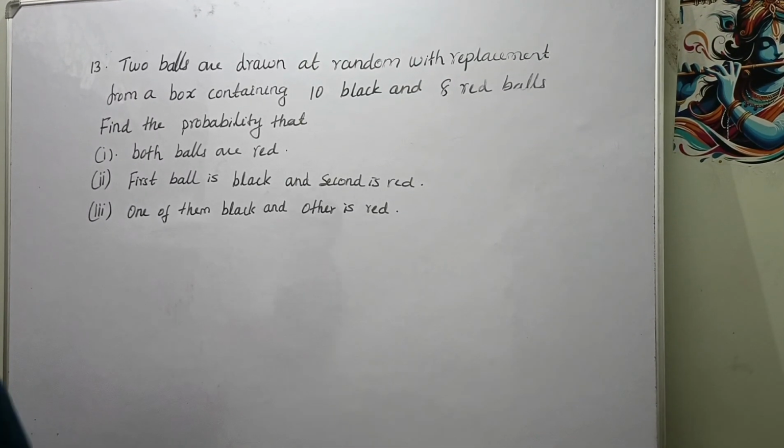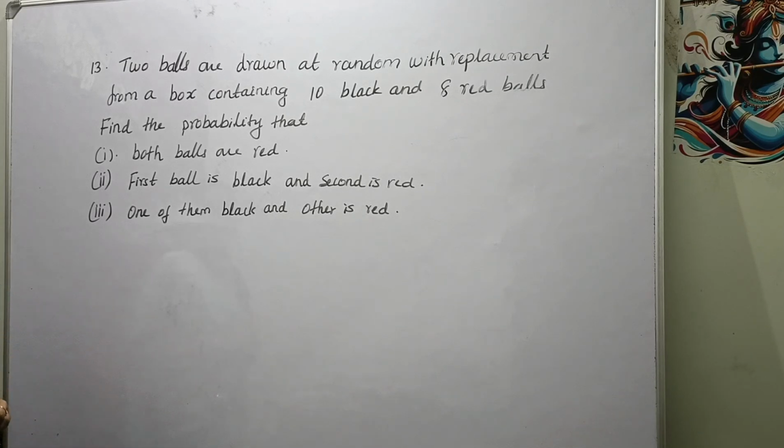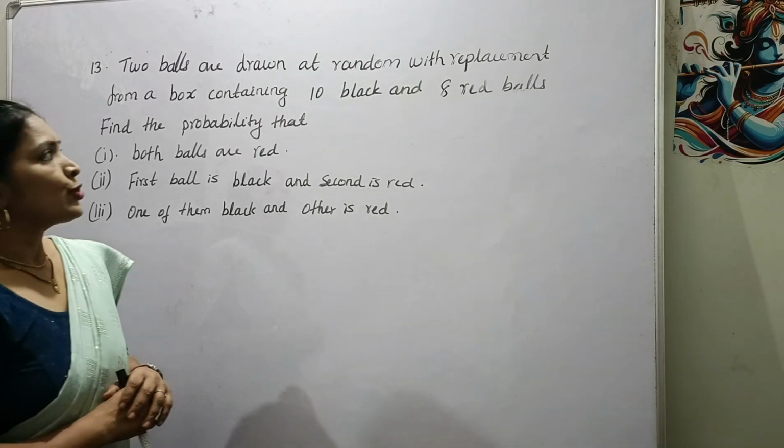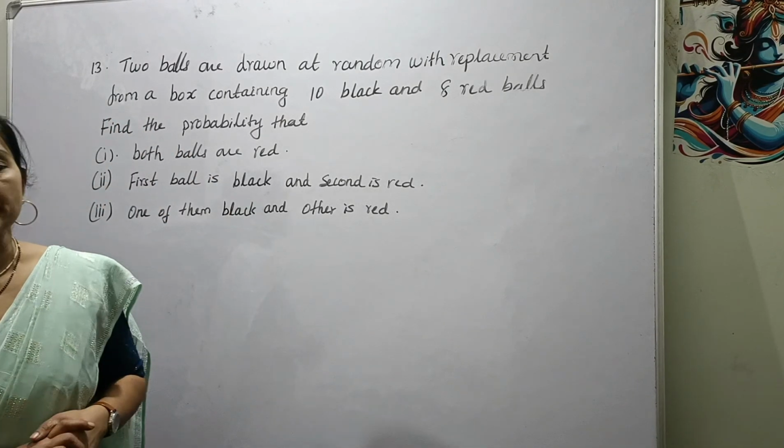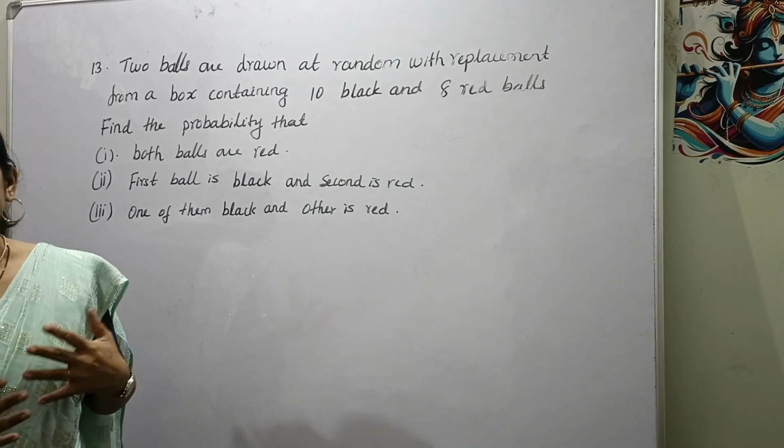Two balls are drawn at random with replacement from a box containing 10 black and 8 red balls. Find the probability that both balls are red. Second, first ball is black and second ball is red. One of them black and other is red. Okay. So here 2 balls are drawn at random with replacement. Okay. So events will be independent.